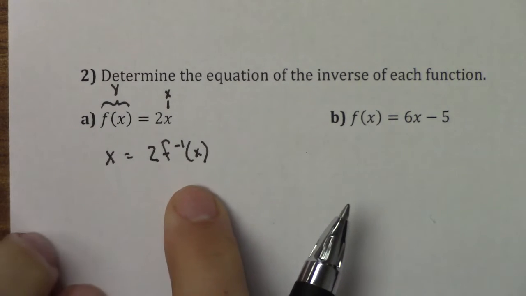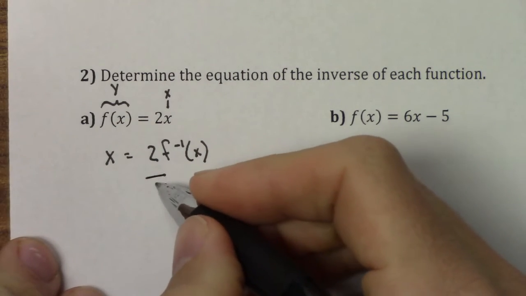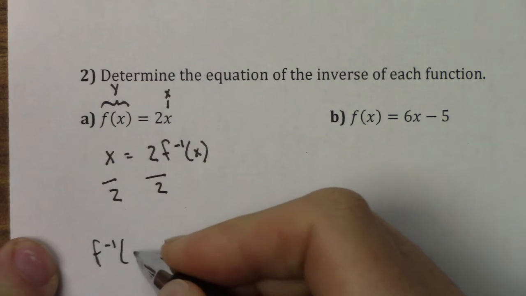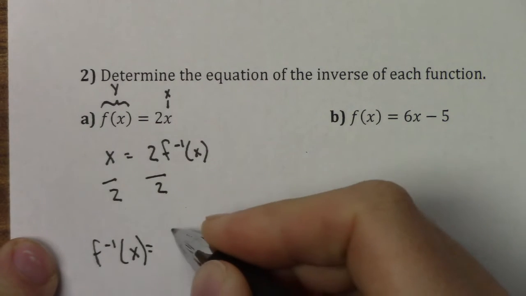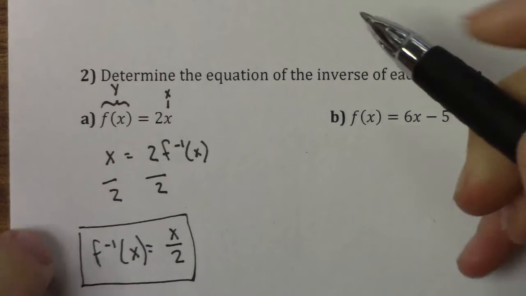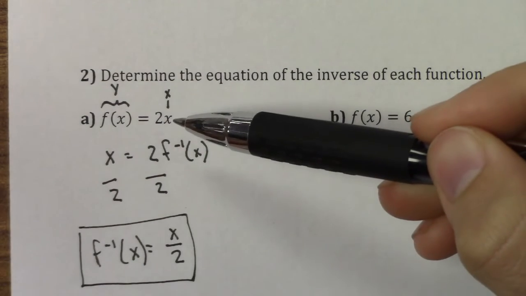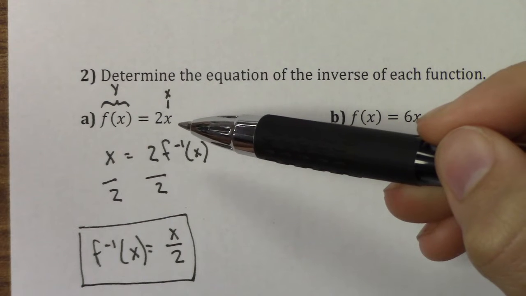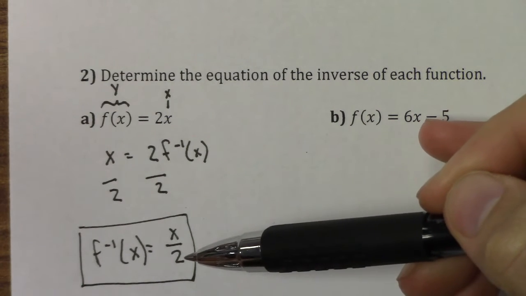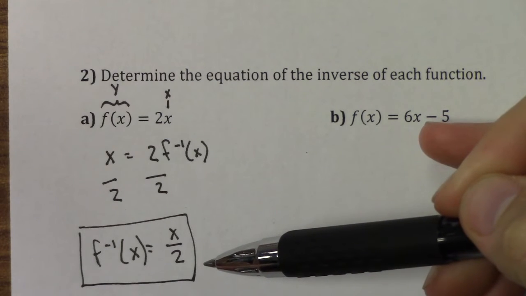Well, how do I move this 2? I have to undo the multiplication, so you divide, and you end up with f inverse of x is equal to x over 2. And logically, that makes sense. If my original equation was times 2, then it would make sense that my undoing equation would be divide by 2. So that pretty much checks out.